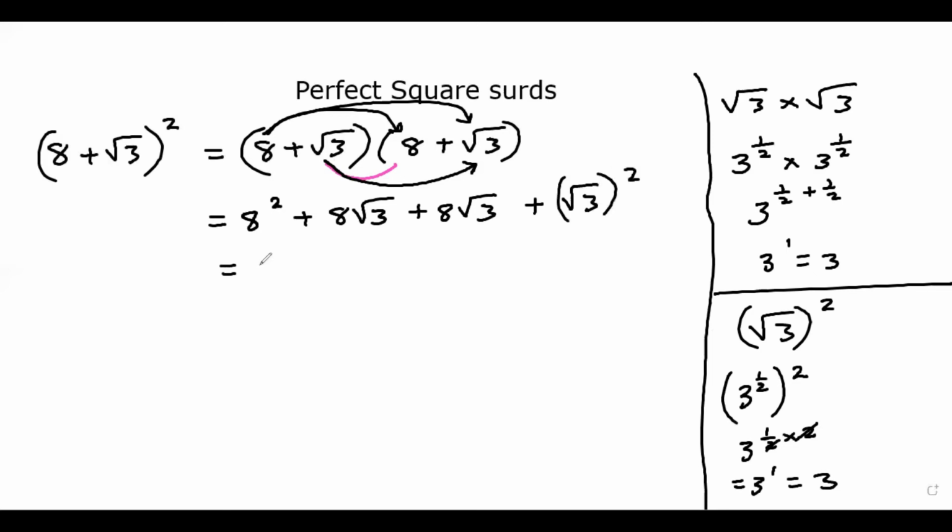So 8 squared, that would be 64. And because these have the same orders, we can add the coefficients. So it will be 8 plus 8, which is 16 root 3. And we just worked this out, and we said that once you're squaring a square root term, it will give you the term itself. So that's plus 3. Then you group your like terms, which will be the 64 and the 3. That will give you 67. So it will be 67 plus 16 root 3. And that would be the final answer.